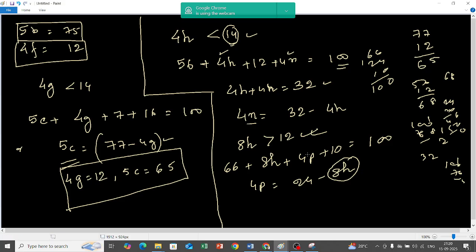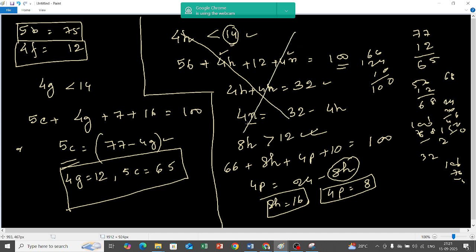8 ones are 8, cannot be, because it is not greater than 12. 16. If I take 8h as 16, I'll get 4p as 8. This is a valid value. Okay, so we cannot use this particular relation. It is not giving me the correct value. 8h is 16, 4p is 8.